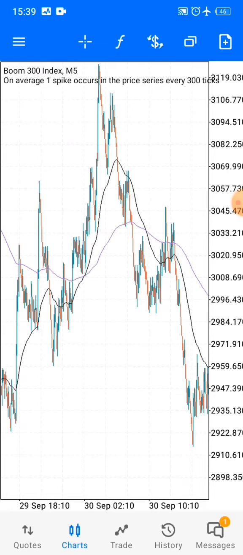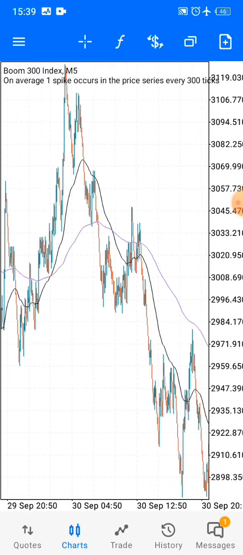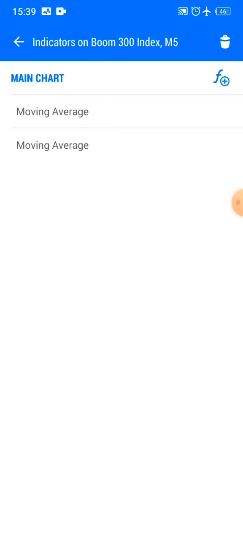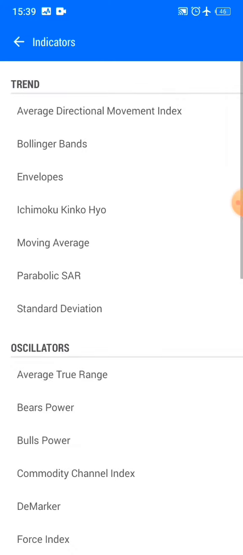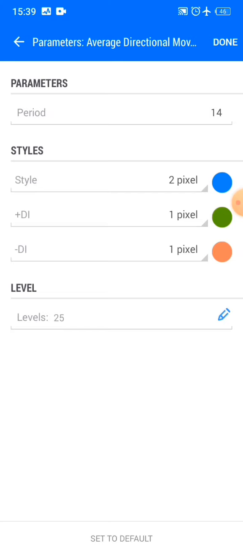So that's it. Then for the third indicator, the third method, we're going to be adding the average directional movement index, the ADX. That's the ADX. This is where I want you to pay attention, as I'm going to add these levels. So period is going to be 14, style 2 pixel, choose the color blue.